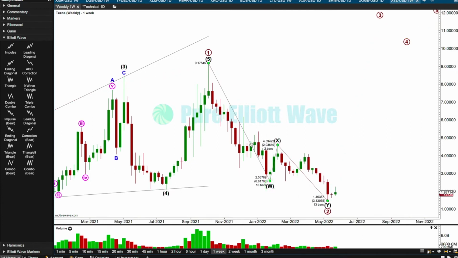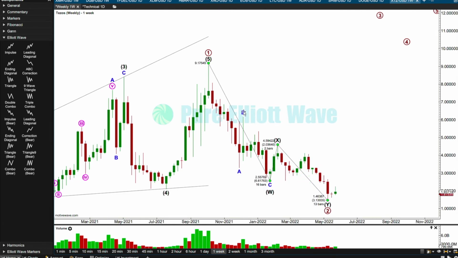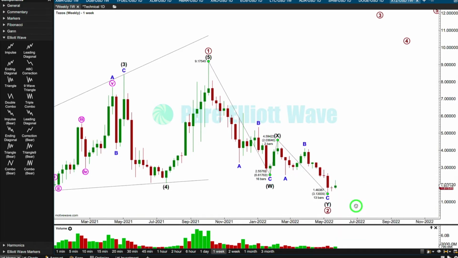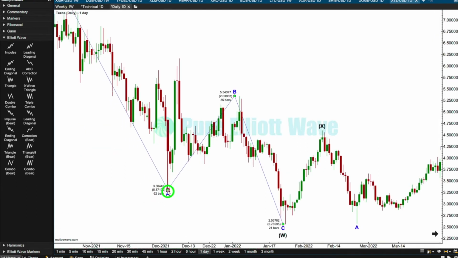This looks like a double zigzag. I think B's some kind of triangle or combination. Let's have a look at the daily chart just for primary 2. Let's see if B could be a triangle. No, not if it's over there. Oh no, could be if it's... Oh, could it be a barrier triangle?